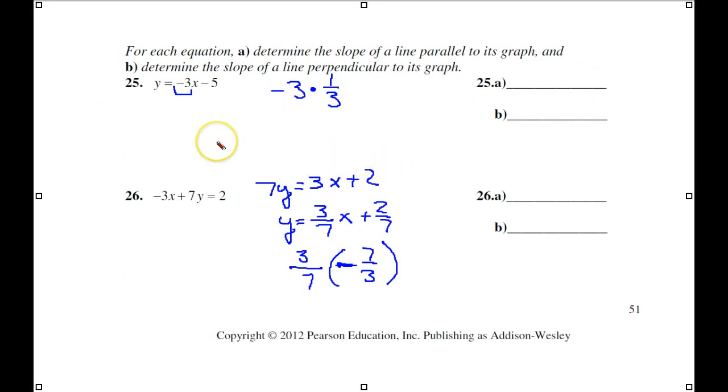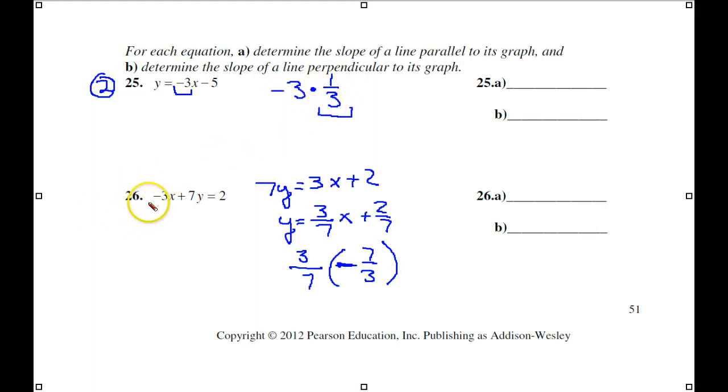So as we look at example 25, they want to find what is the slope of a line parallel to it. So you would put it in slope-intercept form, which is what this one is. So our slope that would be parallel would be a negative 3. And the one that would be perpendicular would be its negative reciprocal, or opposite reciprocal, which is a positive 1/3. So this is the answer for A. This is the answer for B.